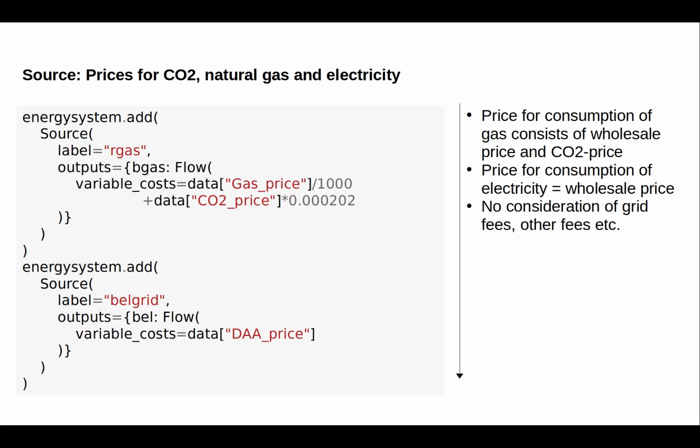We then add the source for the natural gas, here with the label R gas for resource gas, which goes into the bus gas. And the variable cost is the gas price and the CO2 price, which we have read in from a data file.